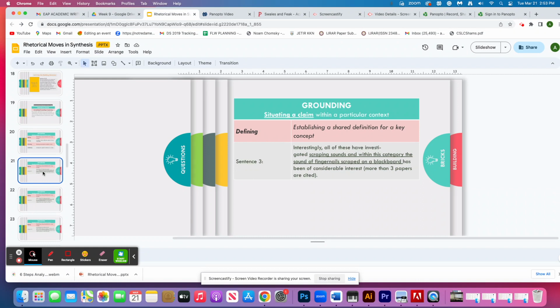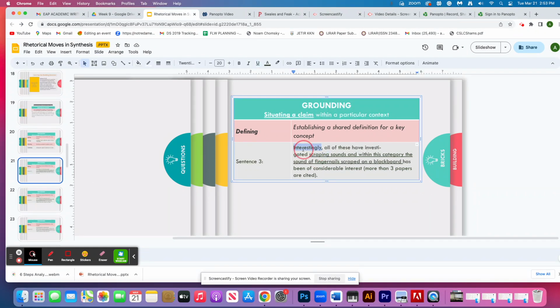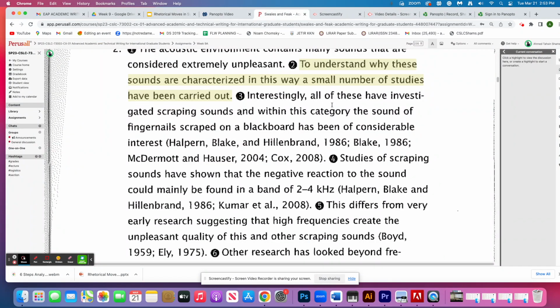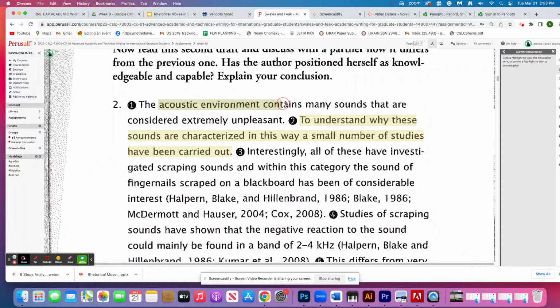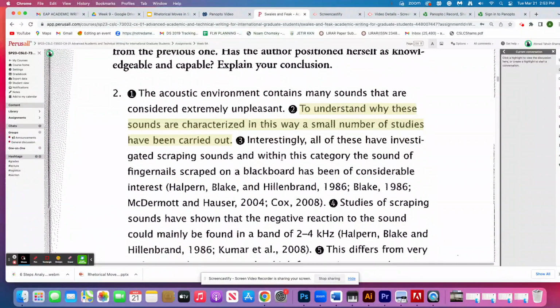So we are defining certain ideas and concepts. In sentence 3, we find this. Interestingly, all of those have investigated this particular thing. So whenever it's talking about unpleasant sounds, it's actually defining and narrowing it down, that by unpleasant sound in the acoustic environment, right? That was the first sentence. Acoustic environment, unpleasant sound. Now, particularly scraping sounds, scraped on blackboard.